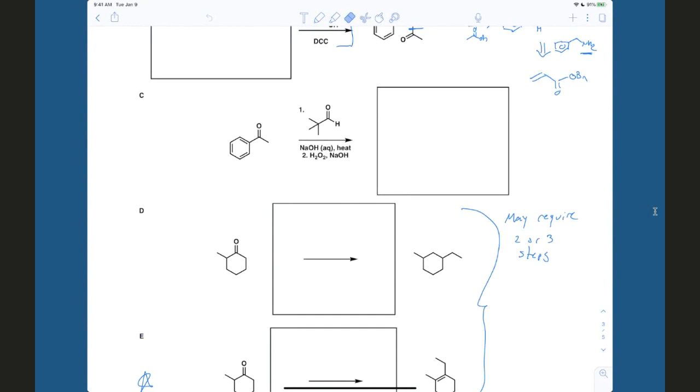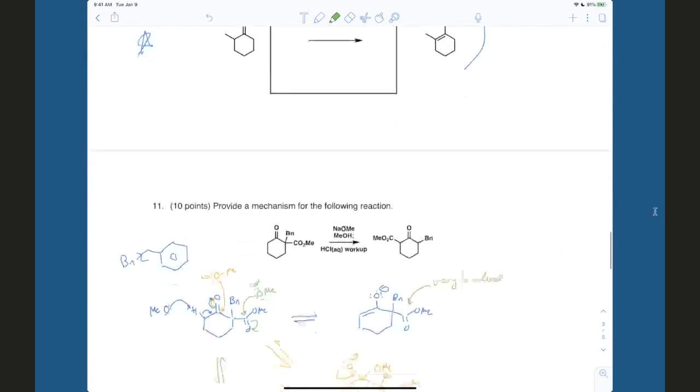If you're referring to 10C about the elimination, I would say you got heat, so you should be able to eliminate something from an aldol condensation. We're going to mosey on down.